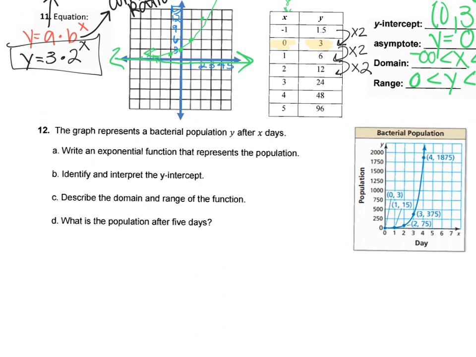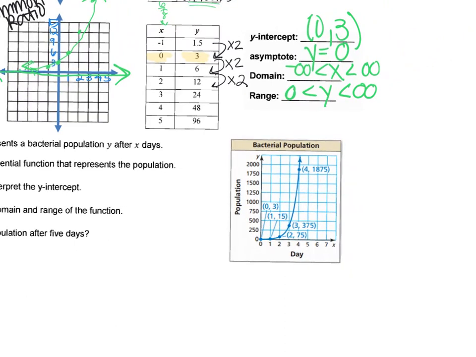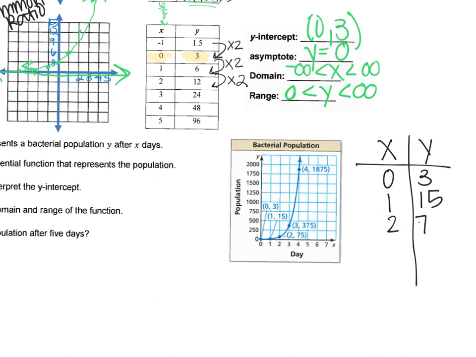Okay, the graph represents bacterial population Y after X days. So I think I'm going to make a table just to kind of look at what my values are doing. X, Y. So at 0, I'm at 3. At 1, I'm at 15. At 2, 75. That's growing fast. At 3, 375. And at 4, 1,875.